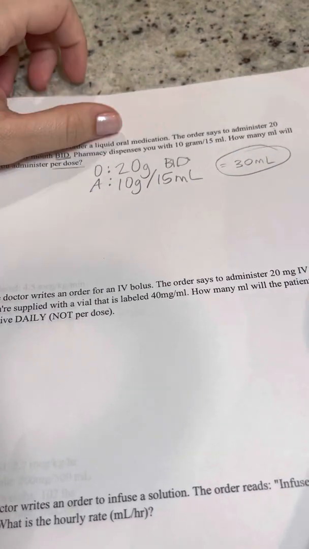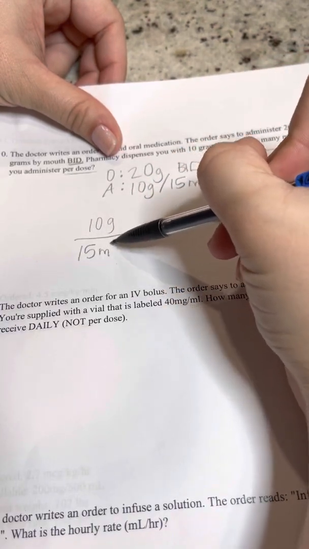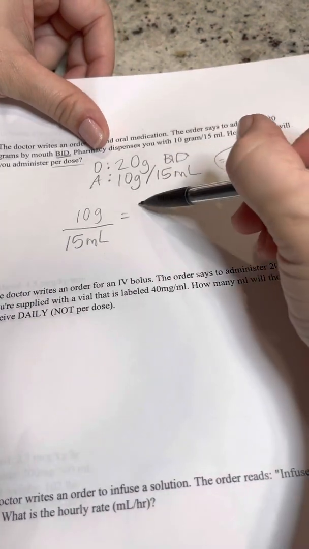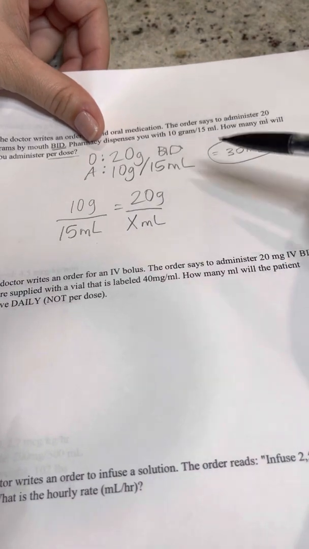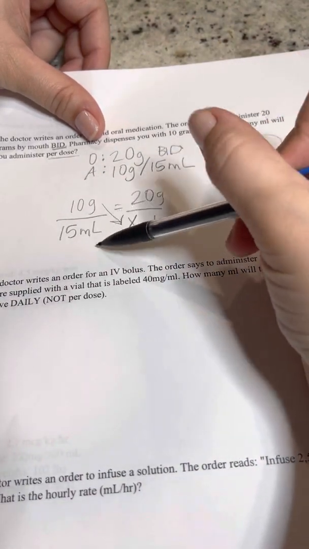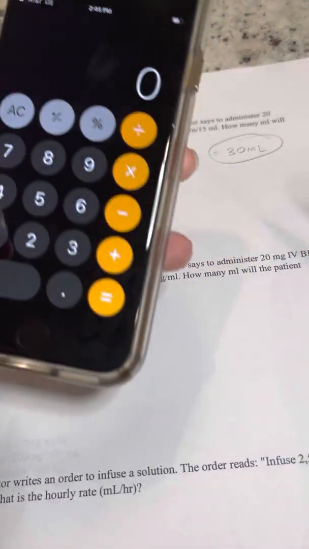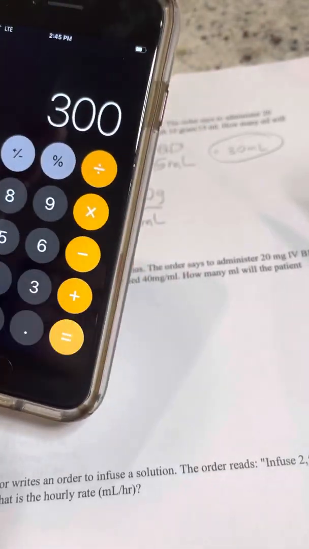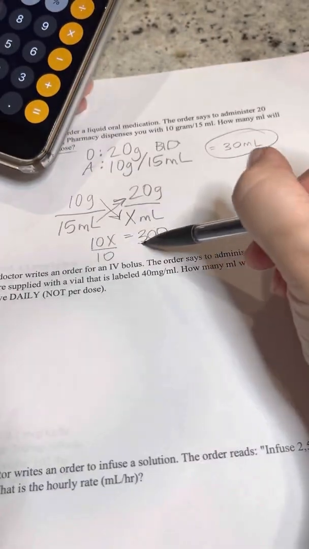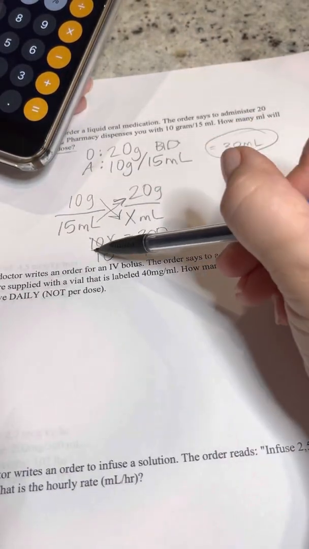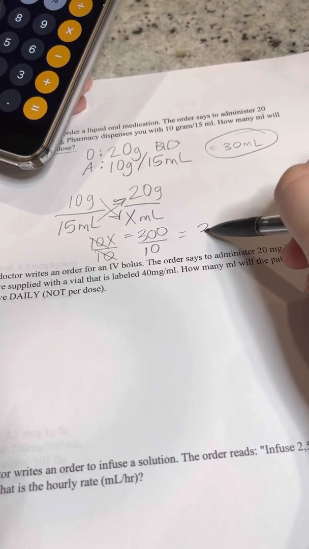All right, to set up a table, we're going to do available. We have 10 grams for every 15 mLs. Our order is for 20 grams, and we need to know how many mLs that is, X mLs. We're going to cross multiply. 10 times X equals 15 times 20. 15 times 20 is 300. Get X by itself. 300 divided by 10 is 30.